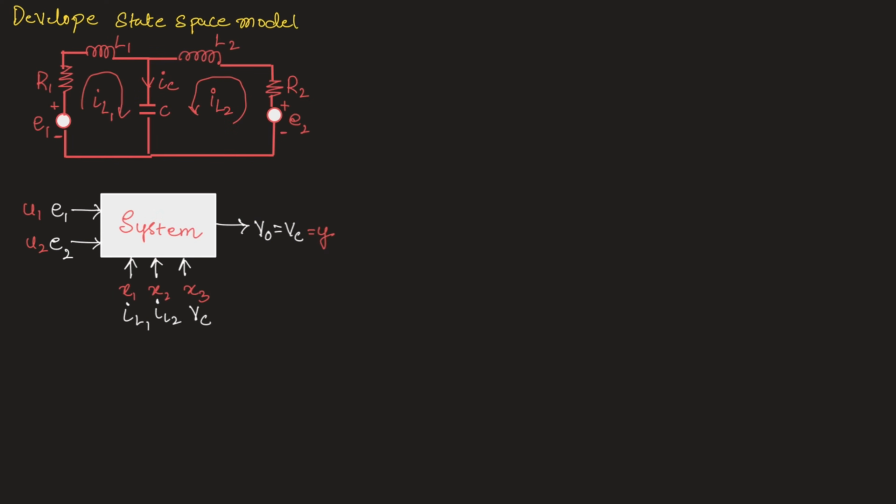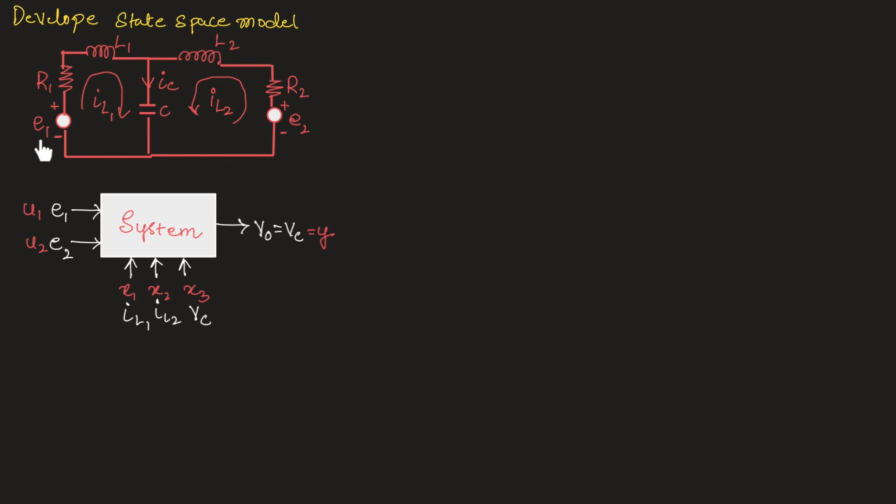In this lecture, let us understand a problem on state space model. Here, we need to develop a state space model for the given electrical system. First, for a given electrical system, let us identify the input, output, and the state variable.